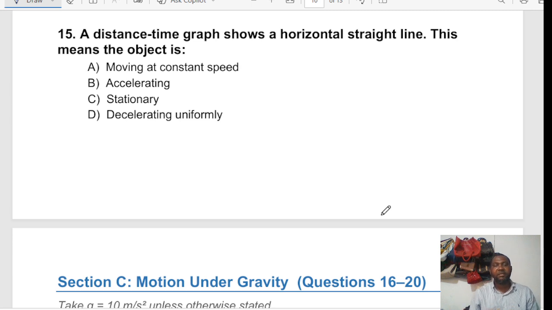Okay, number 15. A distance time graph shows a horizontal straight line. This means the object is stationary. A horizontal straight line simply means the object is stationary. I believe that this has been able to help you here.